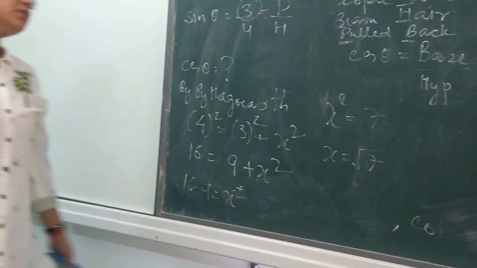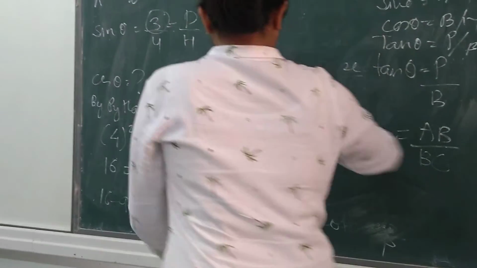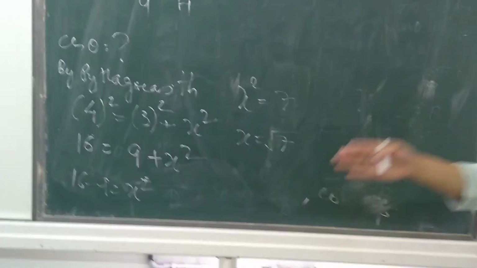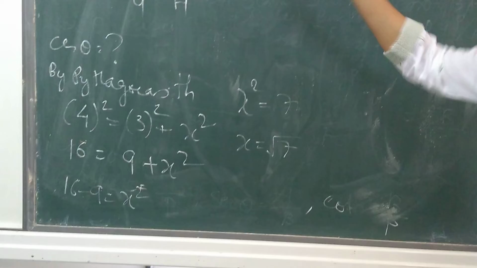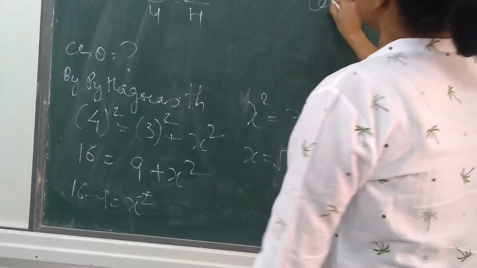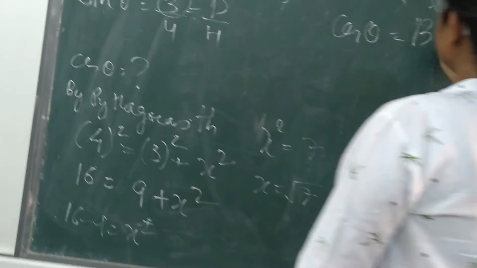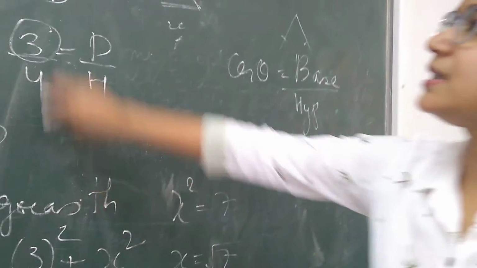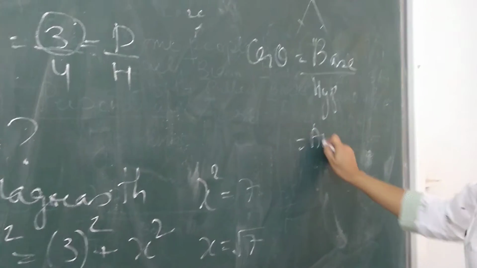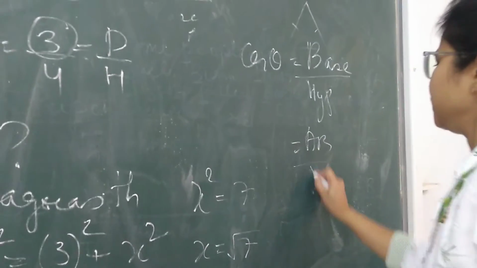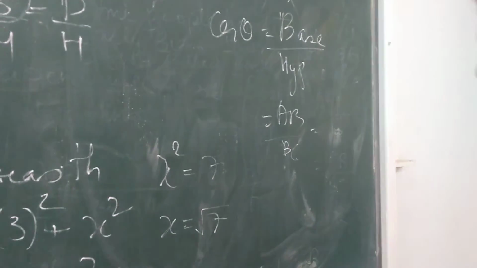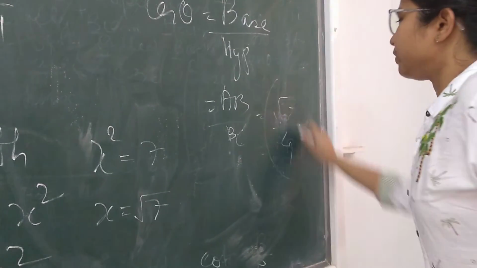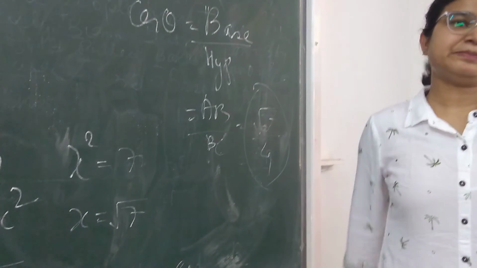We do not have to be afraid of irrational numbers or anything like that, because any answer can come and we will just take the values of it. Suppose I have to go for cos theta. Cos theta is base by hypotenuse. So I'll simply put the values. Base is AB and hypotenuse is BC. So my AB answer is root 7, so I'll put root 7 and BC is 4. So your answer is root 7 by 4. Thank you.